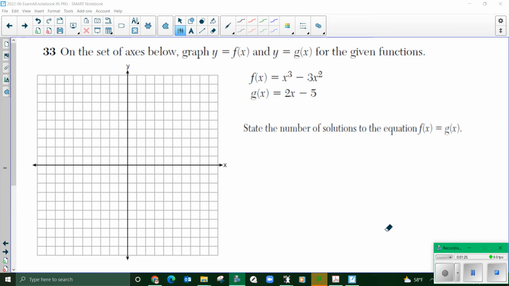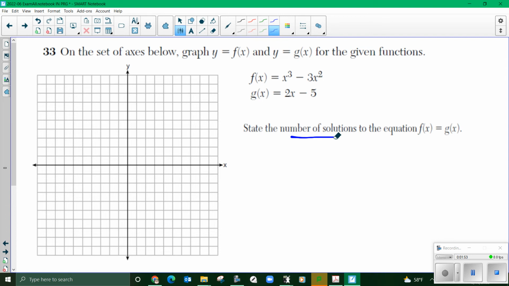Number 33. On the set of axes below, graph y equals f of x and y equals g of x for the given functions. They give us f of x as x cubed minus 3x squared, and g of x, which is 2x minus 5. After we do that, we need to state the number of solutions for the equation f of x equals g of x. When it says state the number of solutions, that just means how many times our graphs are going to intersect or touch. How many touches?